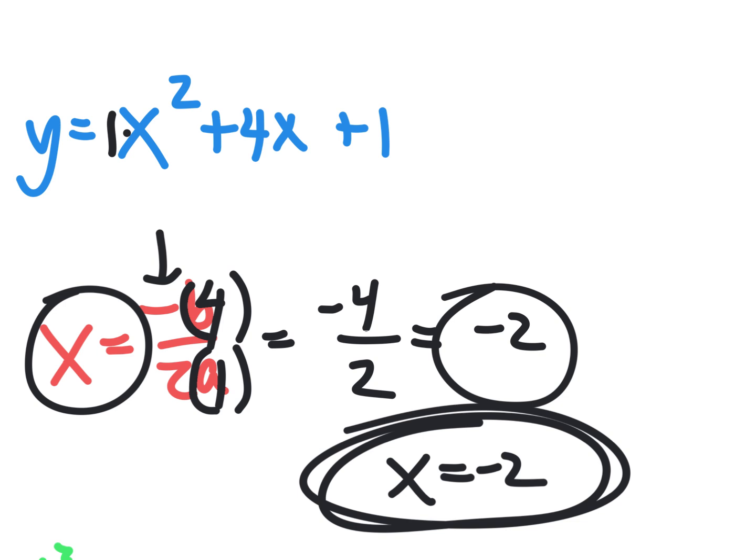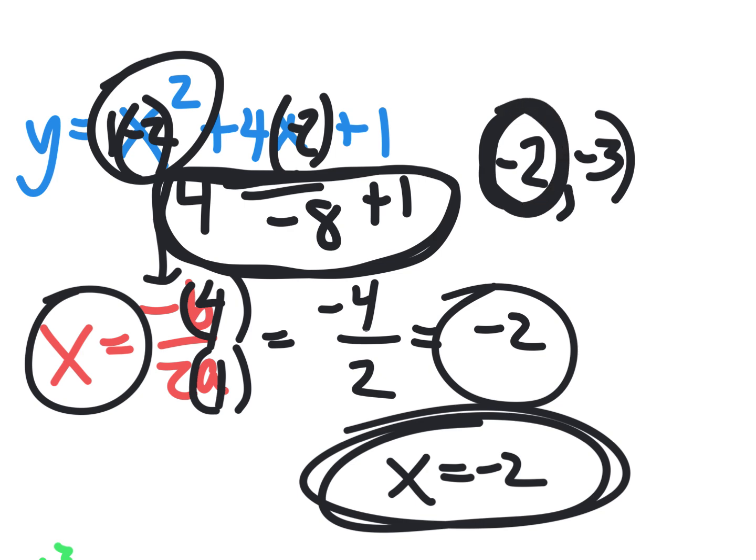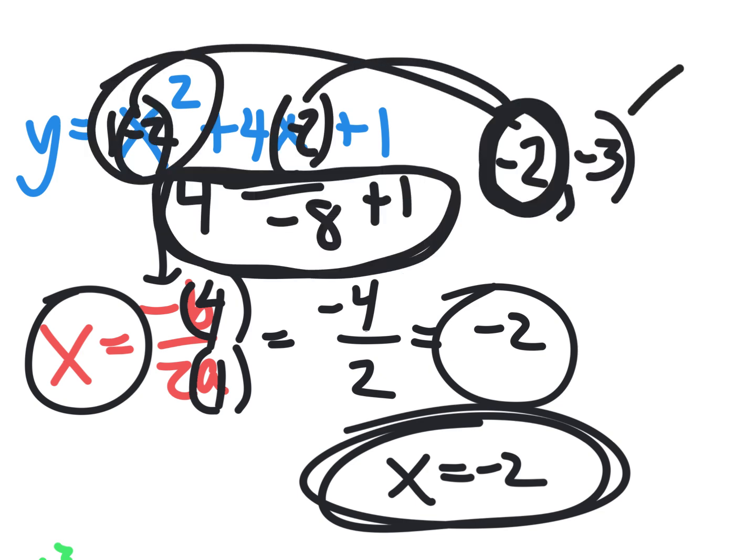If you didn't get it yet, and you want to keep trying, I'd be happy to show you how to do it. But you need that -b over 2a part to get this. Then you need to stick it in the function to get that part.